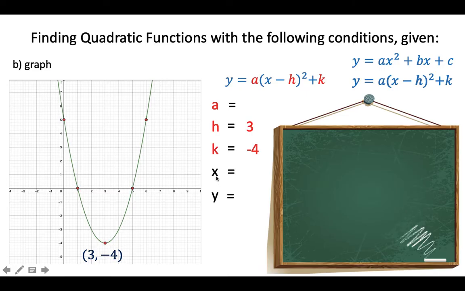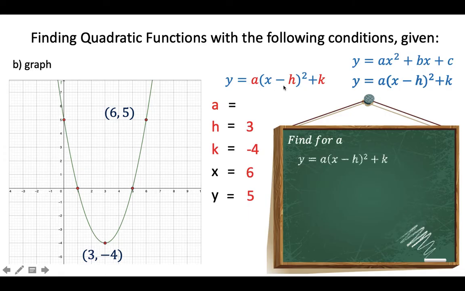Then we can choose any x, y here since we have 4 points known. I prefer to use this one, which is (6, 5). It is in coordinate (6, 5), so 6 will be my x and 5 will be my y. Since a is the only variable unknown, we can solve it algebraically using this vertex form.